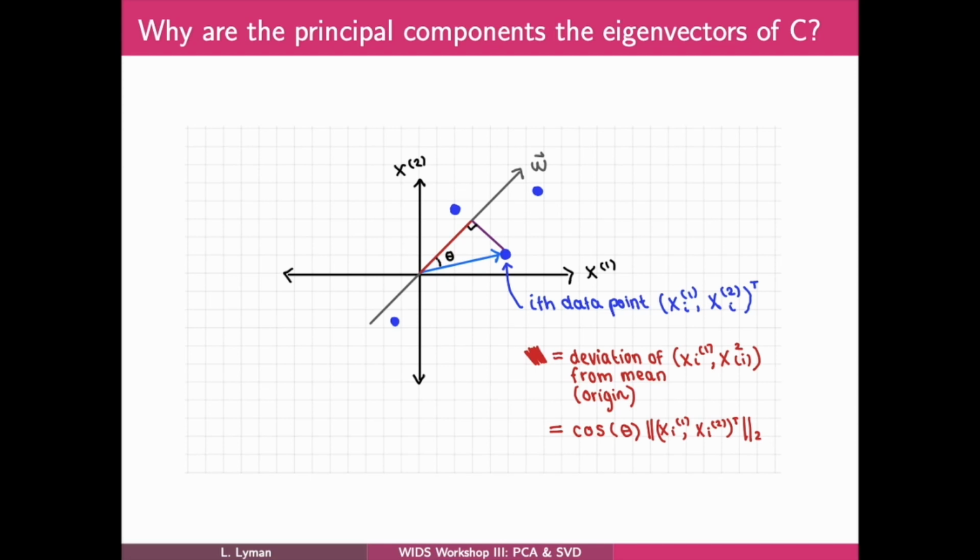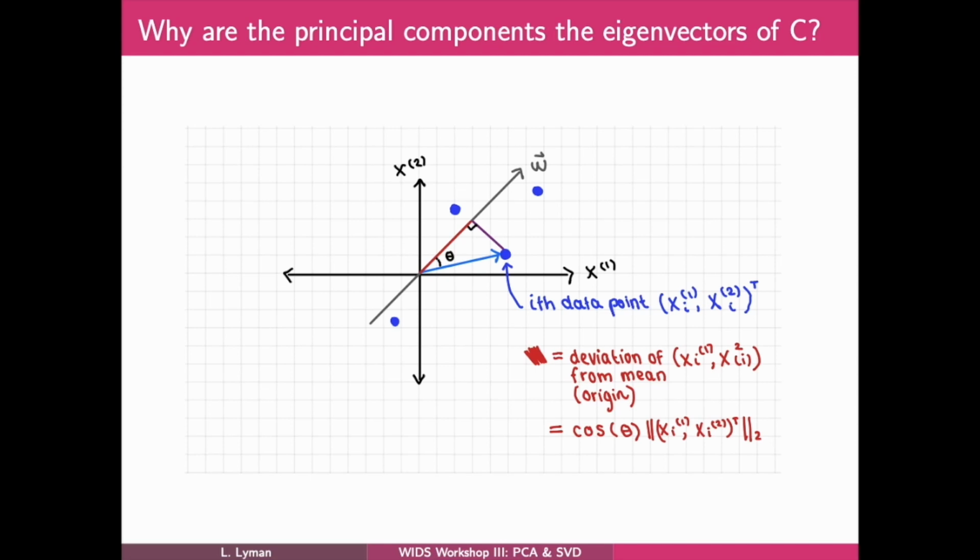Immediately, we have a right triangle. Now, we know if we denote the angle between the ith data point and w as theta, that the cosine of that angle, adjacent over hypotenuse, can be used to represent the red segment as cosine of theta times the norm of the ith data point, x sub i1, x sub i2.